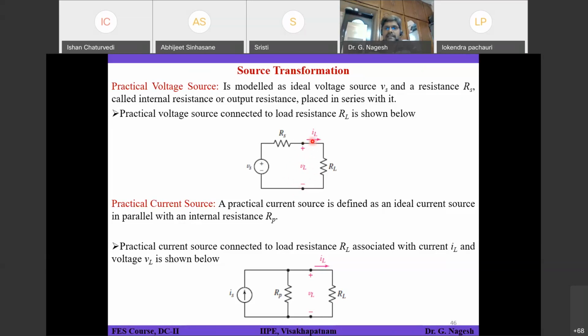Because as IL increases, the drop across this series resistance Rs is going to increase. If Vs is some value, this resistance will determine how much drop will be there based on the current IL. If IL keeps on increasing, the voltage across Rs keeps on increasing. So the load voltage VL, which actually comes to your load, the circuit you actually want to apply, say you want to apply 10 volts to a circuit, some mic, some cell phone circuit or whatever it may be.